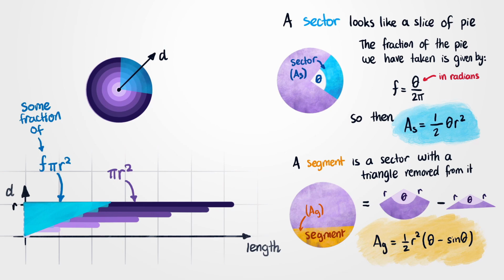And now we've finished our discussion on the circular areas. We know that if we want to find the area of a whole circle, we just use pi r squared. If we wanted the area of a sector, we just use this half r squared theta. And if we want the area of a segment, we just use this half r squared times theta minus sine theta. And this completes our discussion on the circular areas.